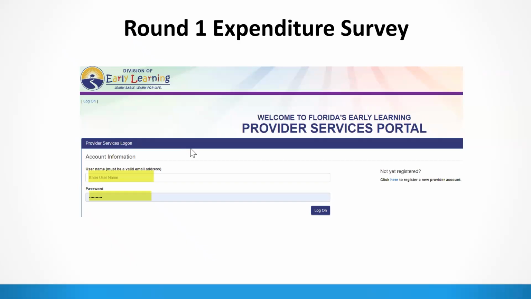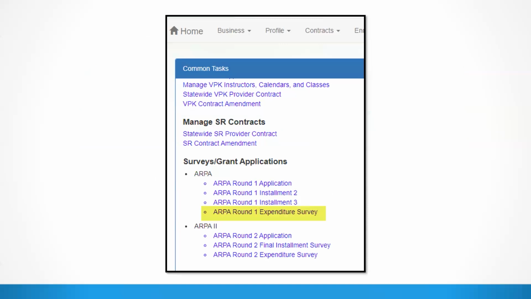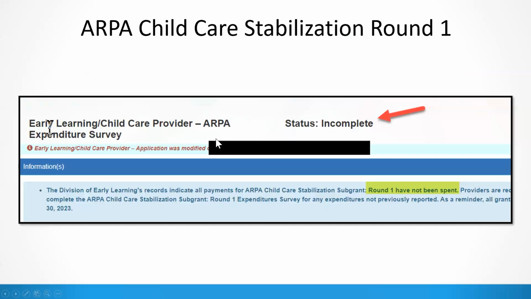You're going to log in to your provider portal. You're going to enter your username and password, and you're going to click Log On. Once you are in there, you're going to scroll down, and you're going to see ARPA. You're going to click under ARPA Round 1 Expenditure Survey. That is going to take you to your Expenditure Survey Round 1.